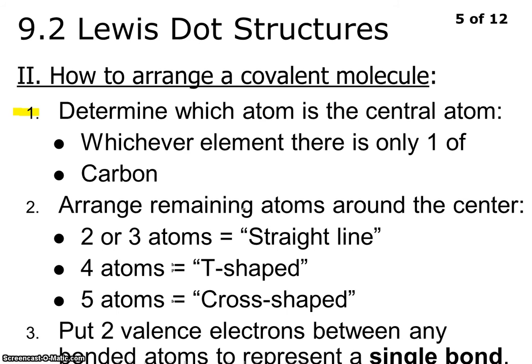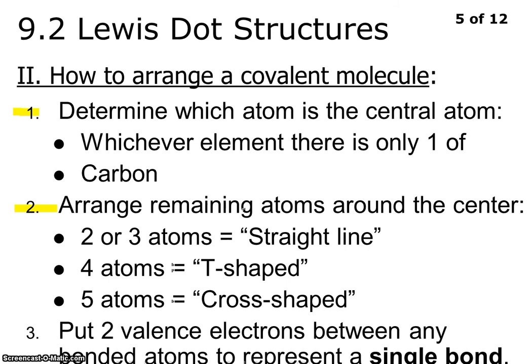Secondly, you need to arrange the remaining atoms around the center. If you have 2 or 3 atoms in total, it's going to make a straight line shape. If you have a total of 4 atoms, you're going to have 1 in the center and 3 on 3 out of the 4 sides, which is going to end up looking like a T shape. Or if you have 5 total atoms, that means 1 in the center and 4 on all 4 sides, which means it's going to look like a cross.